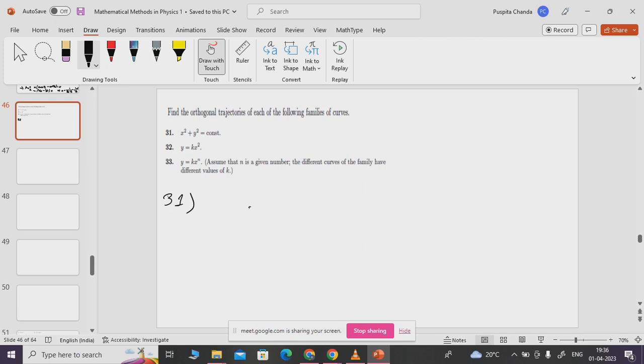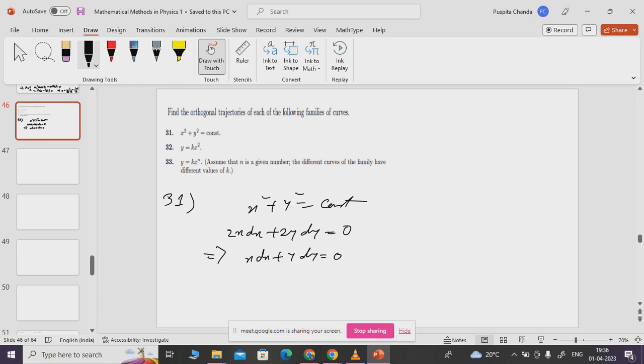Find the orthogonal trajectories of each of the following families of curves. The first curve is x square plus y square is equal to constant.